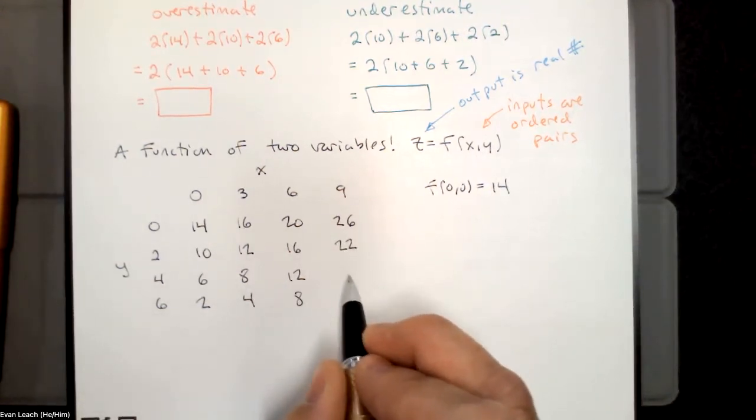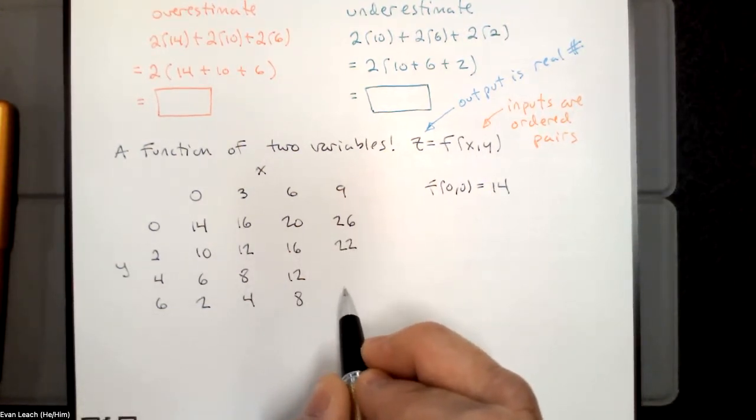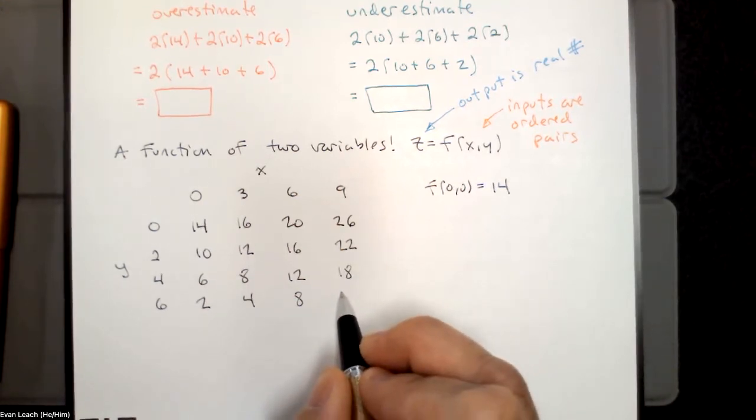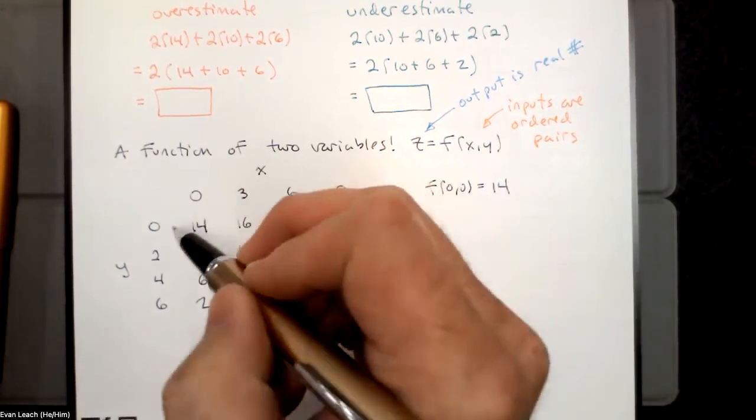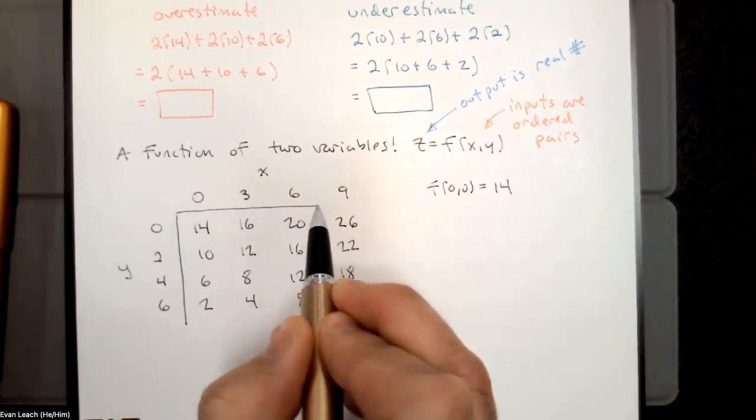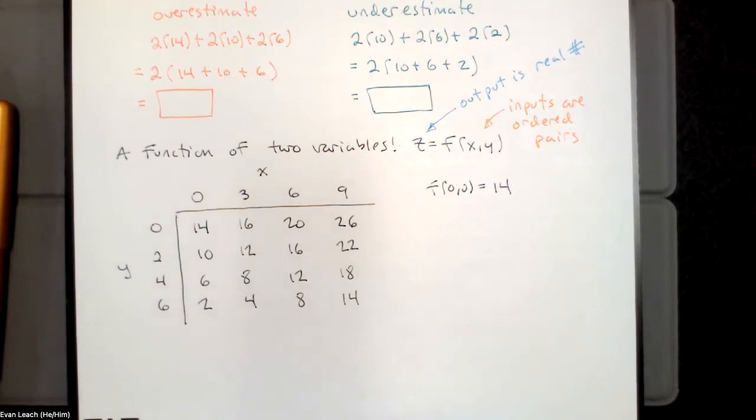Anyone know what goes here? Look for the pattern before I write it. Just think about what it is. 18. And here. Nice. We had to come up with the rest of the information for me to see what I'm doing.